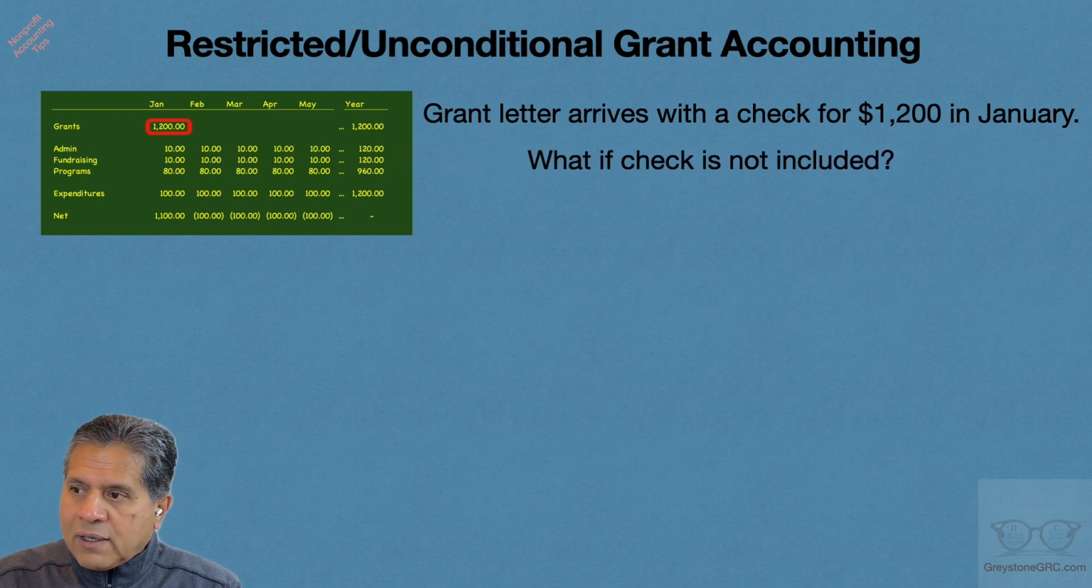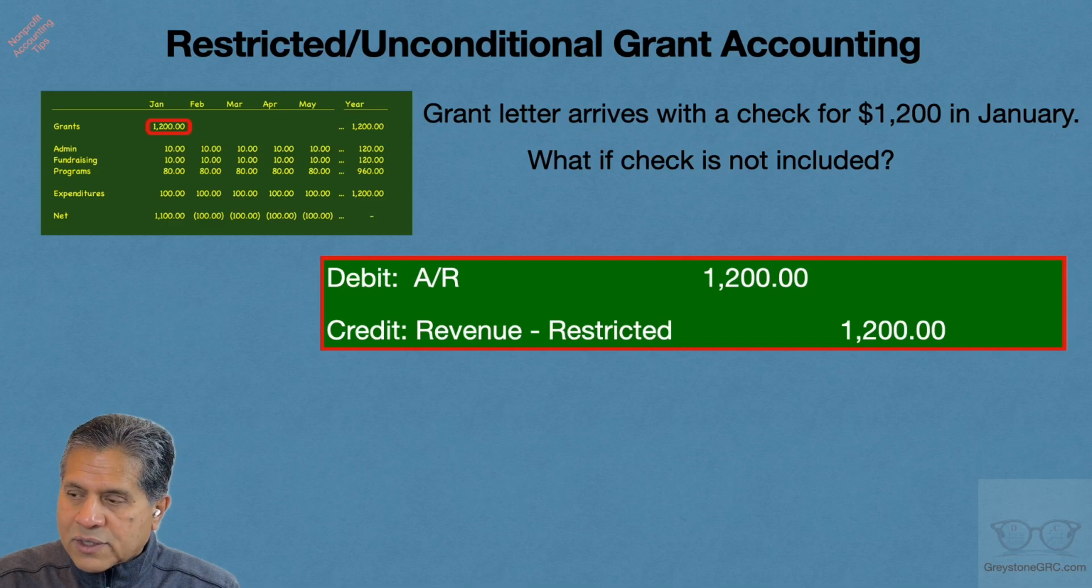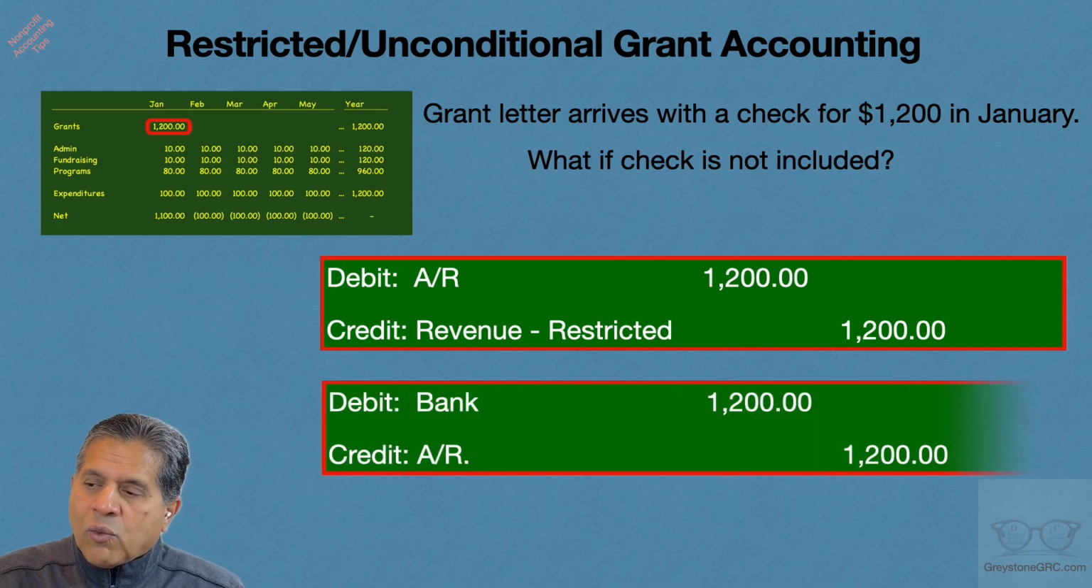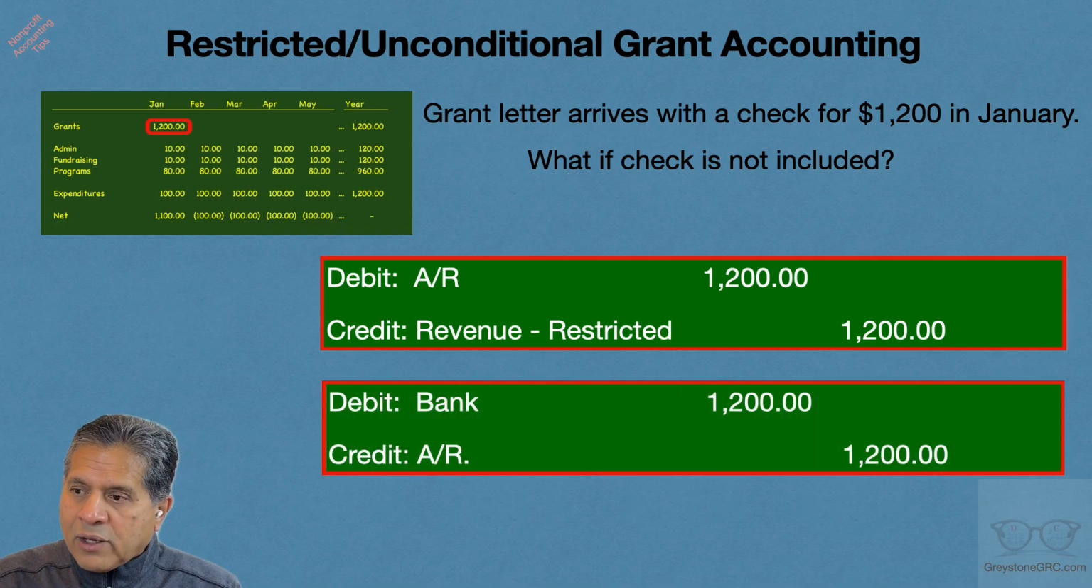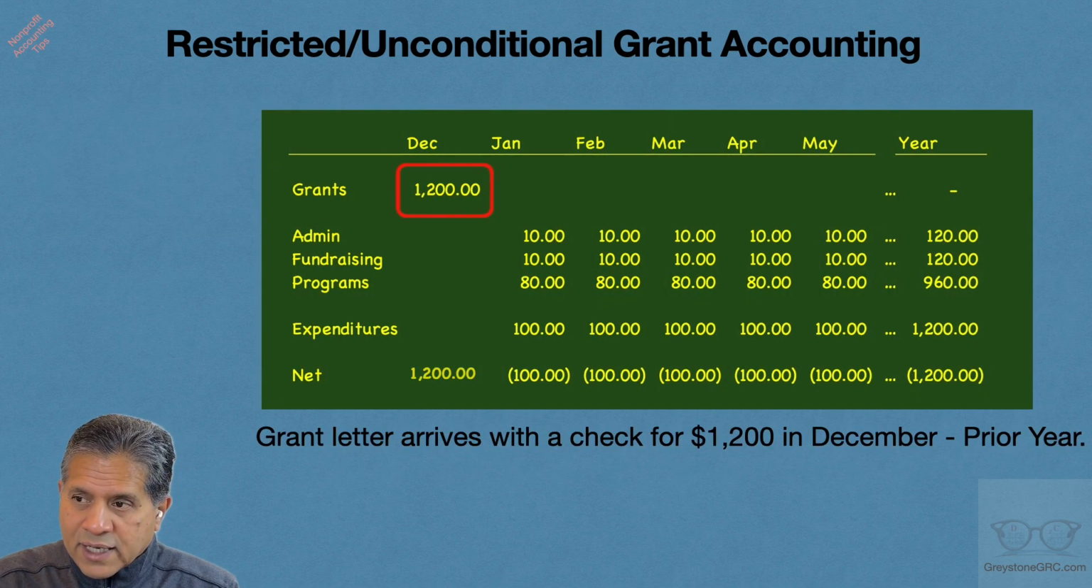But what if you get the letter and the check is not included? Well, in that case, you debit accounts receivable $1,200 and you credit revenue restricted $1,200. And then when the money arrives, you debit bank and you credit the accounts receivable. Now, it's conceivable that as time passes, your restrictions are met. Well, when restrictions are met, we also move money from revenue restricted to revenue, which is the unrestricted bucket. And that's a tracking exercise.